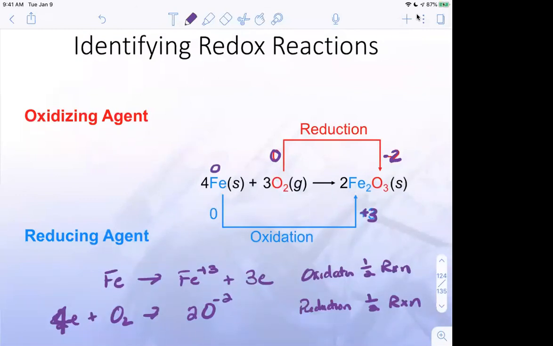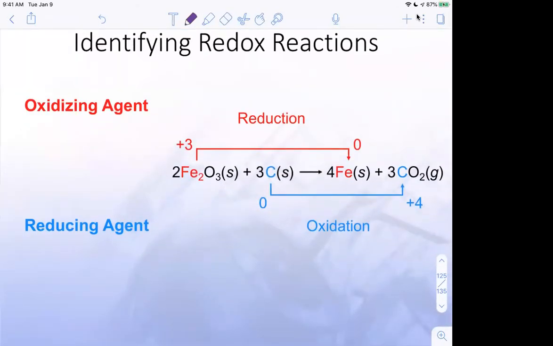These are the half reactions where I just isolate the reduction and the oxidation part. Now, that means that the oxidizing agent is going to be oxygen, because oxygen is reduced. And the reducing agent is going to be iron, because iron is oxidized. So this whole scheme is something similar to what you're going to be seeing on tests and quizzes.